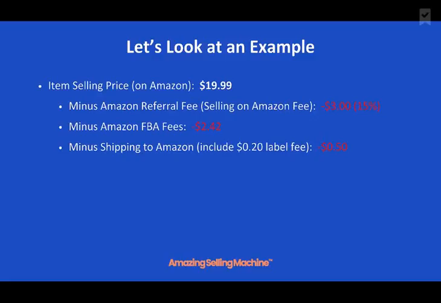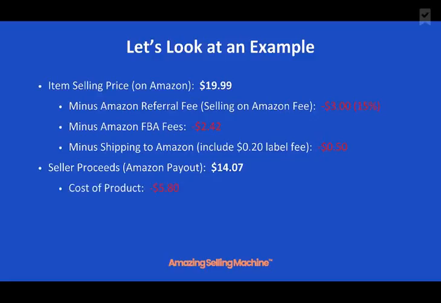Plus, I'm adding in an additional 20 cents that I'm going to pay to Amazon every time that they label this product. So the total shipping to Amazon, including the labeling fee, is 50 cents. So then, after the end of that transaction, when Amazon takes away these fees, they're going to pay us $14.07. Now, that's not our actual profit margin because we still had to pay for the product already and import that product, so we need to subtract that out.